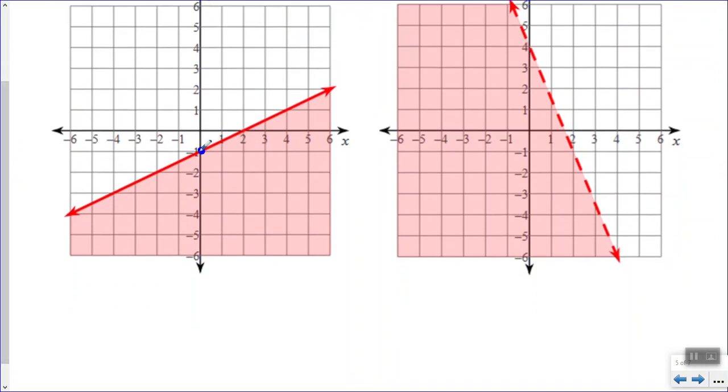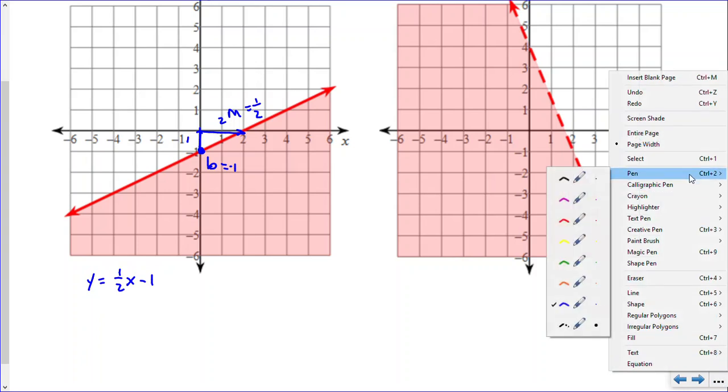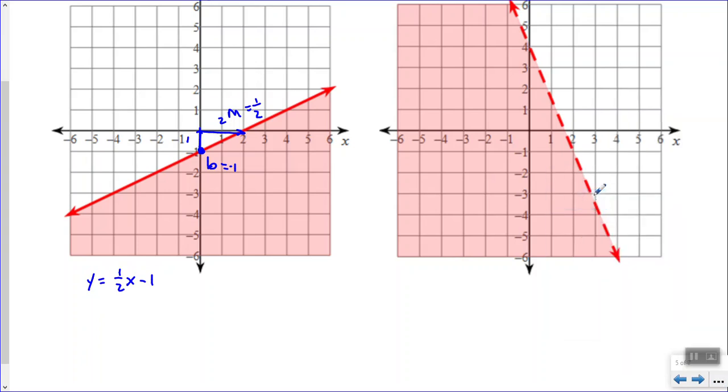So here we have a y-intercept of -1. We have a rise of 1, a run of 2, so my slope is 1/2. And if we just start with that boundary line, we would have y equals 1/2x minus 1. But now we need to figure out which way to put the inequality symbol. So I'm going to pick an easy point that is in my shaded region.